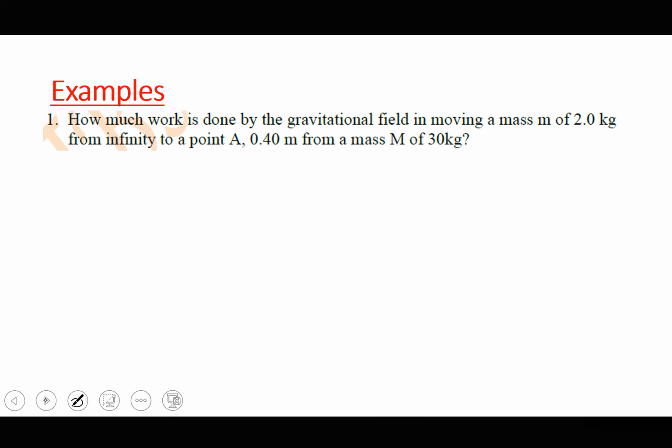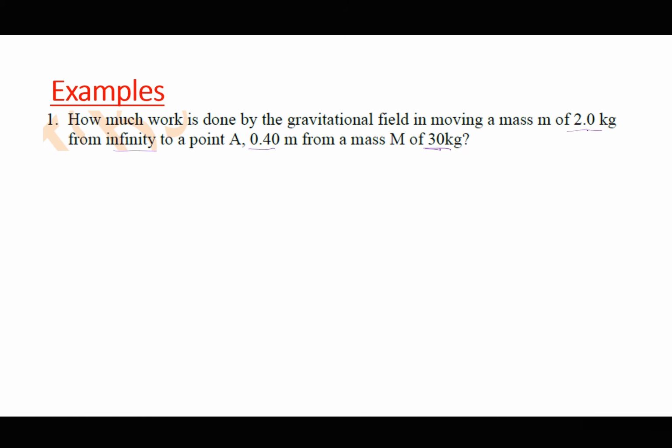Example number one. How much work is done by the gravitational field in moving a mass of 2.0 kilograms from infinity, remember at infinity potential is zero, to a point A 0.4 meters from the mass M of 30 kilograms? So we are going to assume that the mass of 30 kilograms is the one creating the field, because it is more massive than the other one of 2 kilograms.